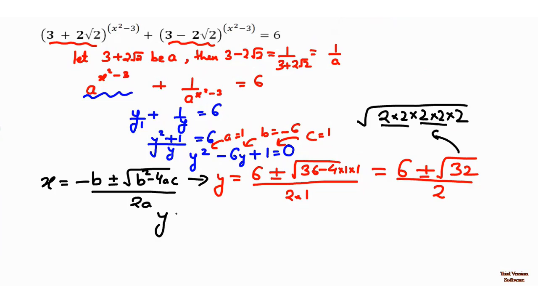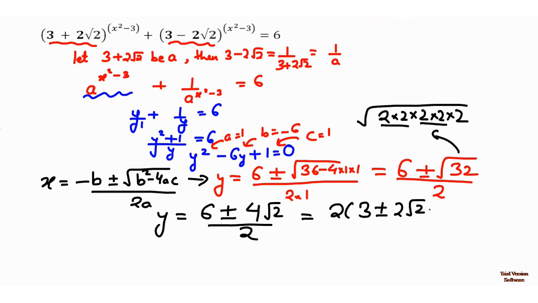So y is coming as 6 plus minus 4 under root 2 upon 2. We can take 2 common from these both terms. So we'll take 2 common. We'll get 3 plus minus 2 root 2 upon 2. This is going to cancel. So ultimately y is either 3 plus 2 root 2 or it's 3 minus 2 root 2.